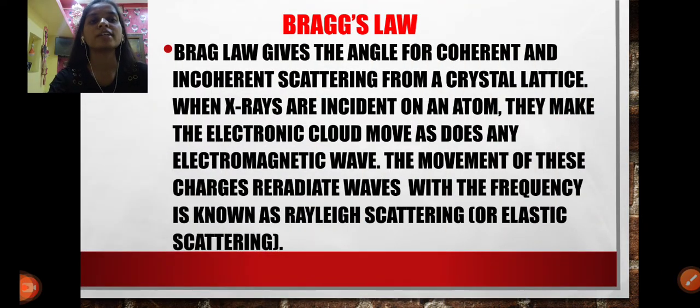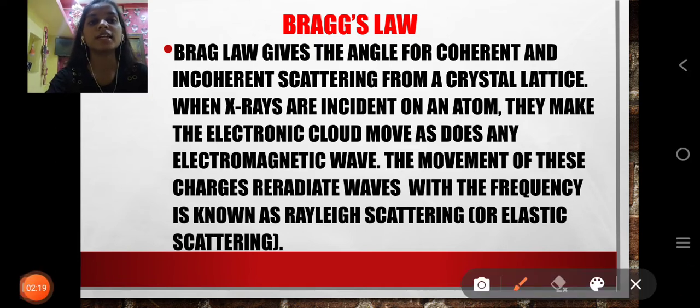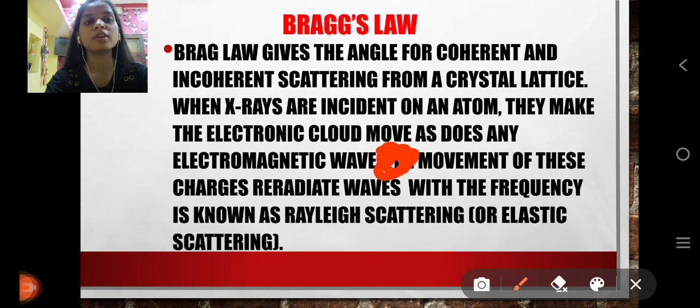Then Bragg's law. Bragg's law gives the angle for the coherent and incoherent scattering from a crystal lattice. When the X-rays are incident on an atom, they make the electronic cloud move, as does any electromagnetic wave. The movement of these charges radiates a wave with the same frequency, known as Rayleigh scattering. First of all, what is Rayleigh scattering? Rayleigh scattering has the same frequency for the incident light and the reflected light. So consider this is the molecule. When the X-ray is incident on it, it is transmitted with the same frequency or energy. There is no exchange of energy.